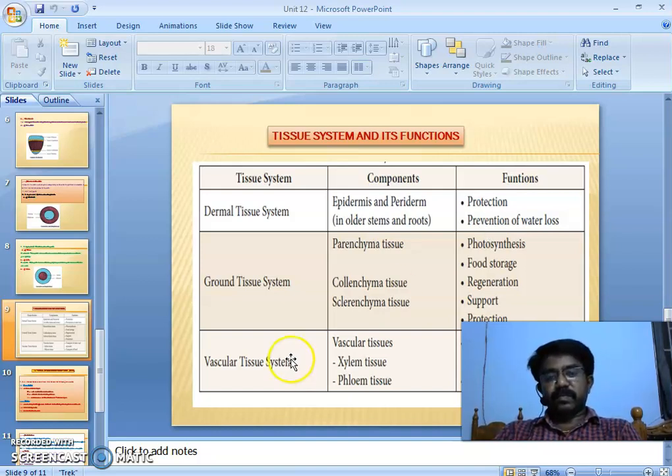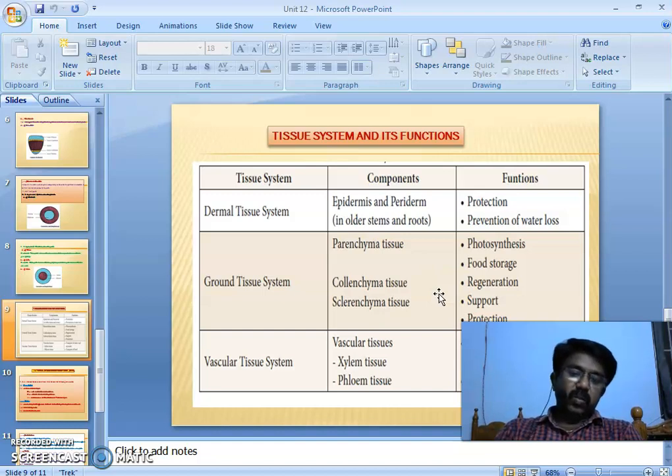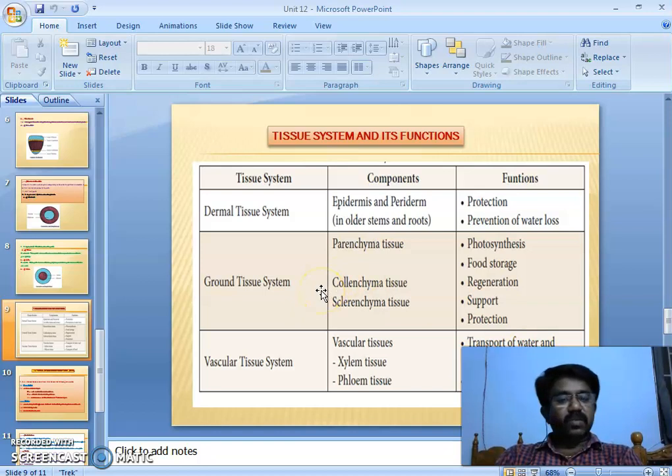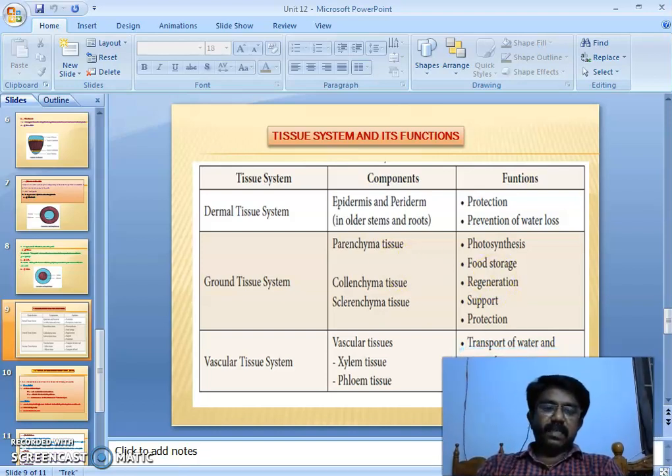Ground tissue system. It contains three types of tissue: parenchyma tissue, collenchyma tissue, sclerenchyma tissue. Its major functions are photosynthesis, food storage, regeneration, support, protection. They are all major functions of the ground tissue system.